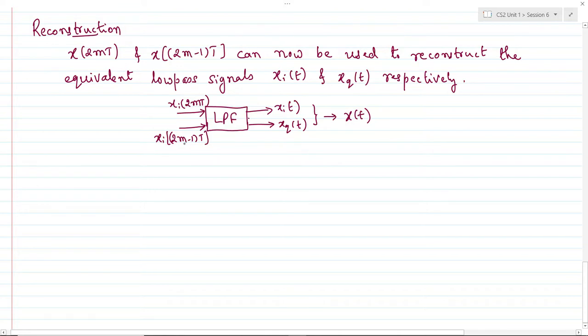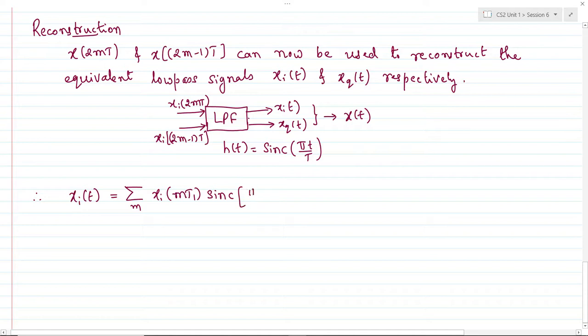Therefore, with this basic understanding we can write xi of t and xq of t as the convolution, which runs for all values of m. Xi of 2mt we have represented as xi of mt1 times sinc of h of (t minus tau), that is nothing but pi by t1 times (t minus mt1). And similarly xq of t, summing this for all values of m, xq of (mt1 minus t1 by 2) times sinc of pi by t1 times (t minus mt1 plus t1 by 2). Let's call this equation number 5.